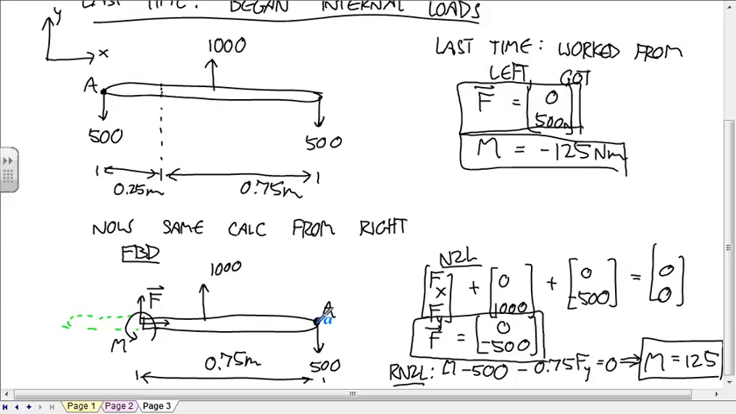Should we fill out the table for that? We could. Okay.